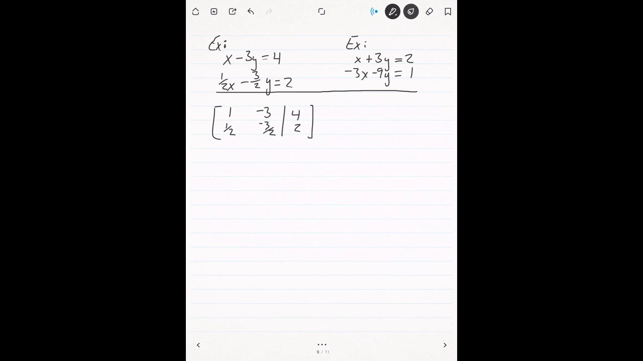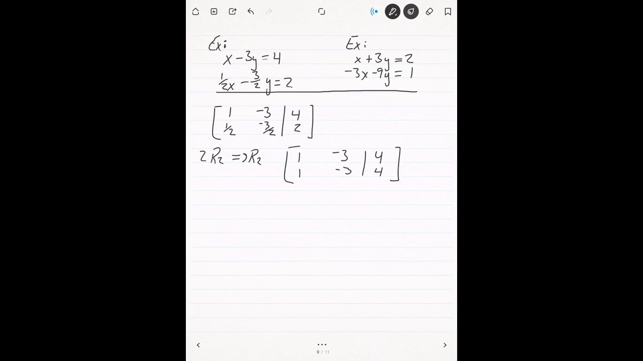What I first am noticing is this problem has some fractions in my matrix. They have fraction coefficients, so there are fractions in my matrix. I don't like that. So what I'm going to do is take row 2 and clear the fractions. Let's multiply everything by a 2 here. So that suddenly becomes the new row 2. So it should be a 1, a negative 3, and a 4, because row 1 doesn't change. But row 2 is going to be 2 times a half is 1, negative 3, and 4.